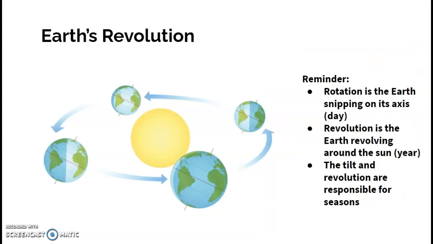So as you can see here, the Earth is revolving around the sun. Rotation is the Earth going around its axis, and a revolution is the Earth going around the sun. The tilt and revolution are responsible for the seasons. So as you can see, the sun is hitting more directly at the equator on the top and bottom pictures, and on the left and right pictures, on the left it's hitting more on the top part of the globe, and on the picture furthest to the right it's hitting more on the bottom part of the globe.